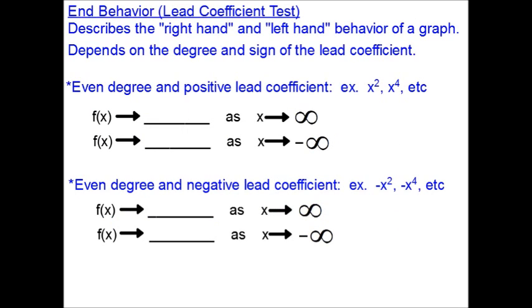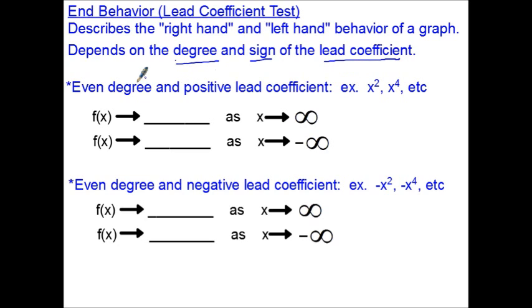Alright, now that brings me to the end behavior, also known as the leading coefficient test, and the book's going to refer to it in a slightly different way: the right-hand and left-hand behavior of the graph. So there's basically three different ways we can mention this stuff that we're about to talk about. But basically all of it is going to depend on the degree and the sign of the leading coefficient of our polynomial. So basically we want to capitalize on the degree and the sign of that leading coefficient.